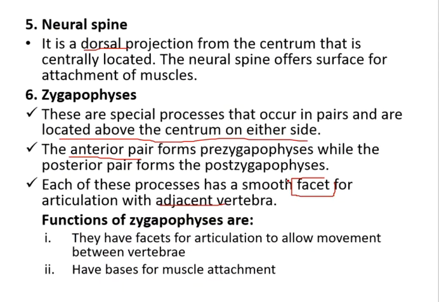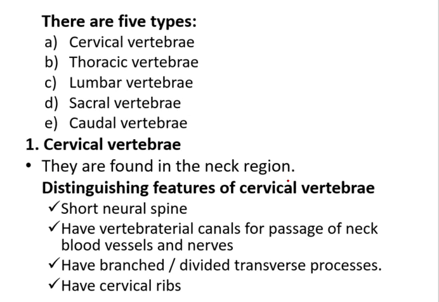Then they have bases for muscle attachment. Let's look at the types of vertebrae, and the first one we have is the cervical vertebrae, followed by thoracic vertebrae, then lumbar vertebrae, sacral vertebrae, and the caudal vertebrae. Remember, there are 5 in number, and in that order. Let's look at the first vertebrae, that is the cervical vertebrae, and it is found in the neck region.